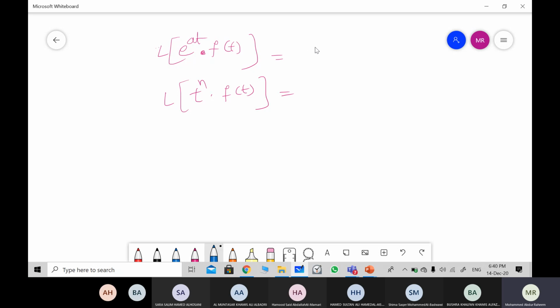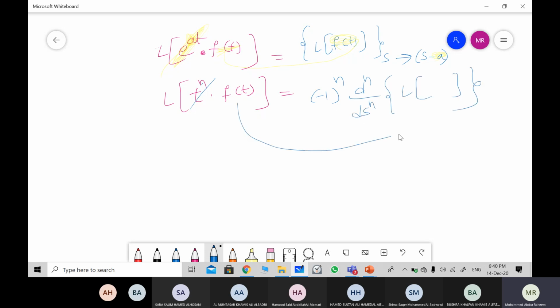Here we use L of f(t), but then we change s to s minus a. I mean to say this plus a, I cancel this. It is only f(t) here, and that goes as minus a. This also I want to cancel actually. How to cancel? Not directly: minus 1 power n, d n by ds power n, derivative, bracket. Now only write f(t).